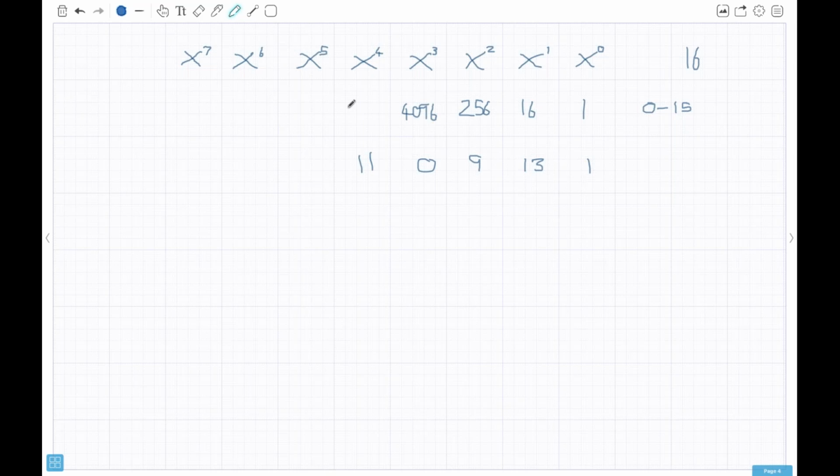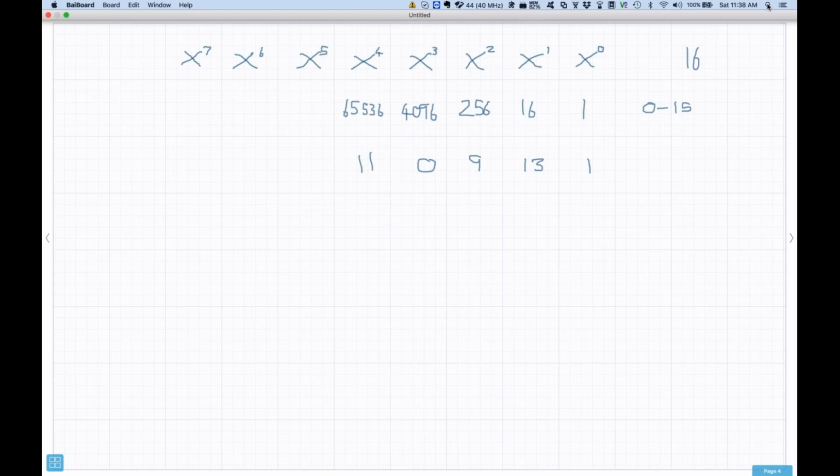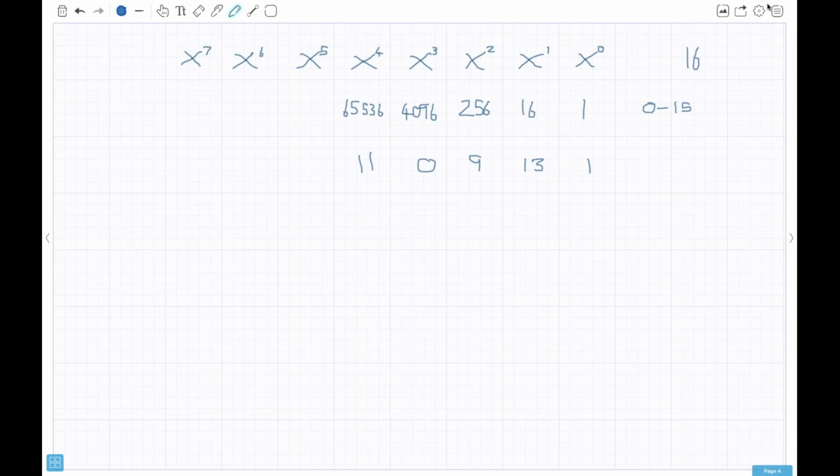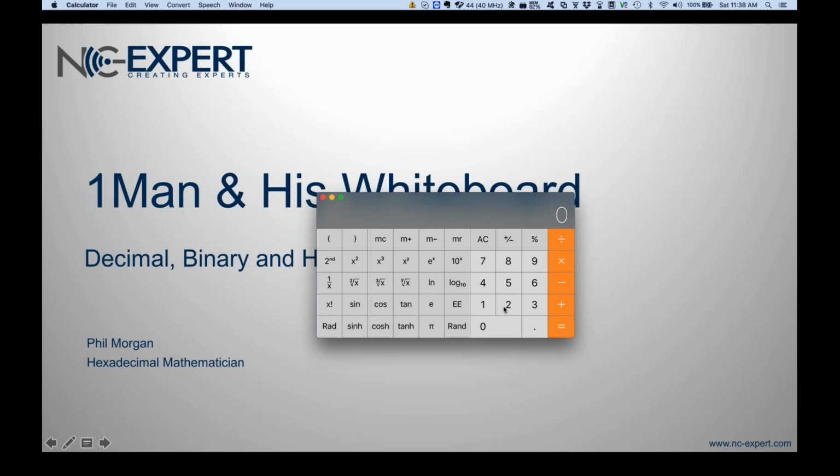And that's 65,536. I'm now going to stop myself, and I'm of course going to load up the calculator. Why do the maths when we have a calculator? Okay, 16 times 16 times 16 times 16, 65,536.